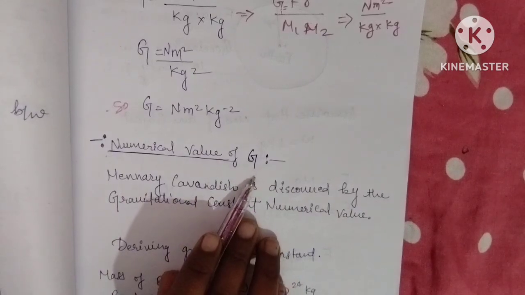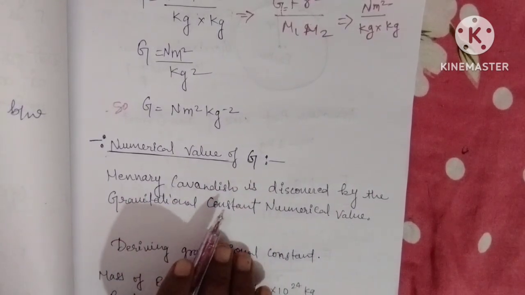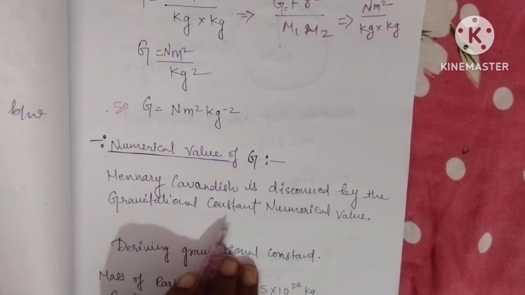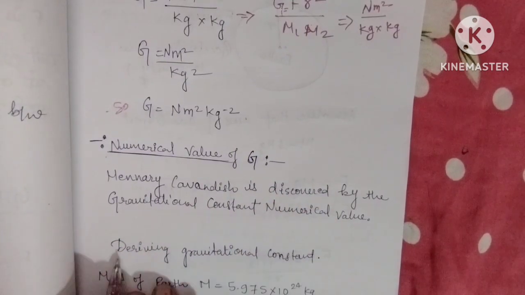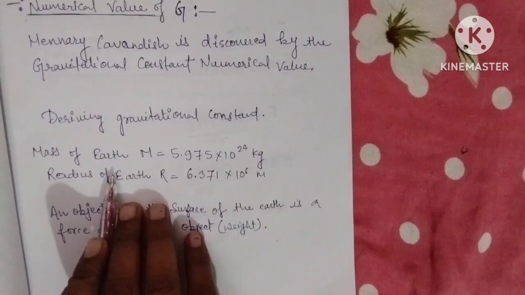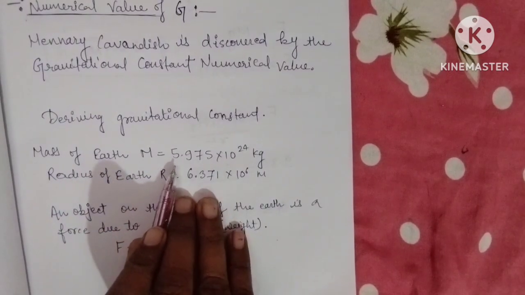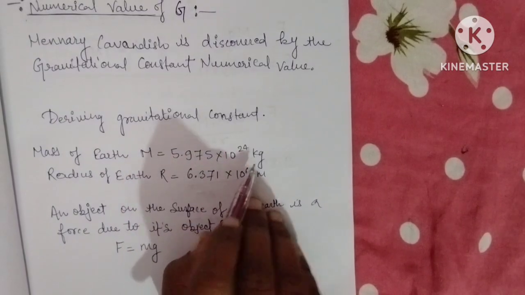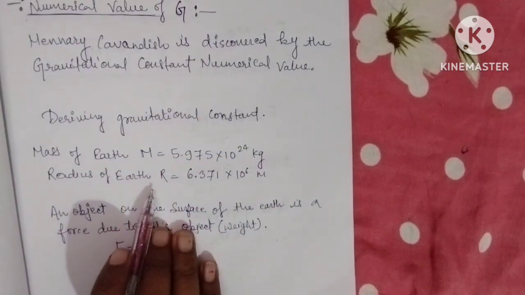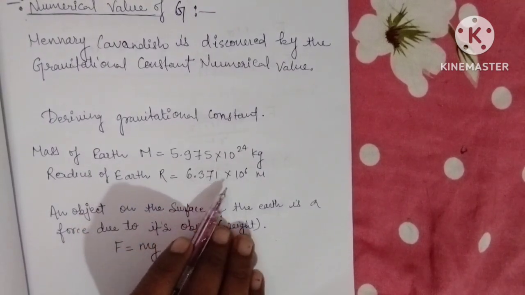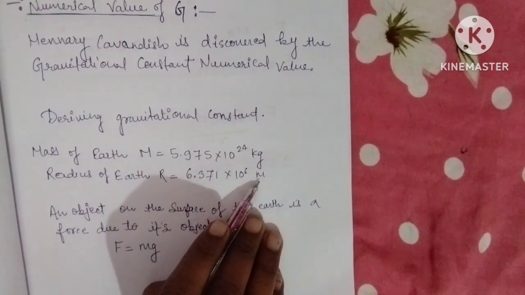Numerical value of G. Henry Cavendish discovered the gravitational constant's numerical value. Deriving the gravitational constant: mass of Earth m is equal to 5.975 into 10 to the power 24 kg. Radius of Earth r is equal to 6.371 into 10 to the power 6 meter.